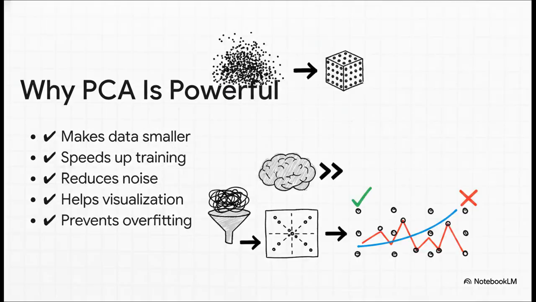So, to wrap up why it's so great, PCA is powerful because it makes these gigantic data sets smaller and easier to work with. That means AI models can be trained way faster. It cuts through the noise by focusing on the strongest signals, it helps us actually see our data by boiling it down to 2 or 3 dimensions, and it helps prevent that nasty overfitting problem we talked about. It's really a workhorse of data science.